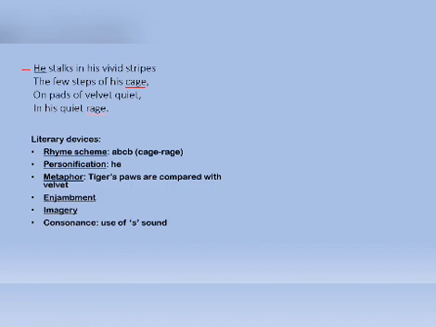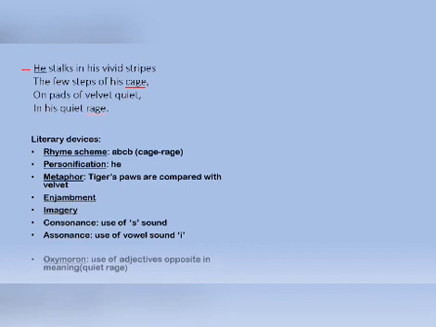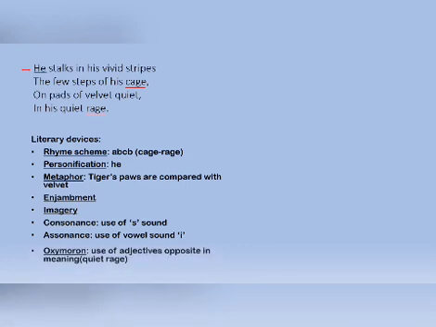We have consonance. The use of S sound like stalks, his, stripes. Then we also have assonance. The use of vowel sound I, that is in his vivid stripes. And the last one, oxymoron, the use of adjectives opposite in meaning, that is quiet, rage.